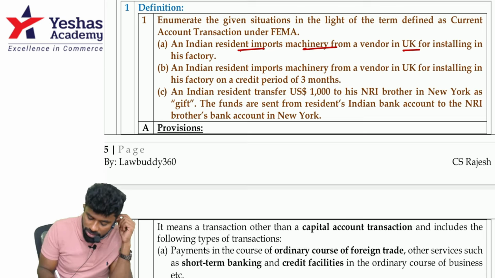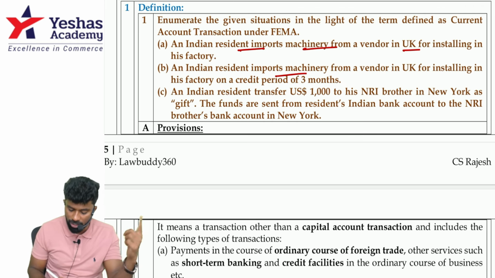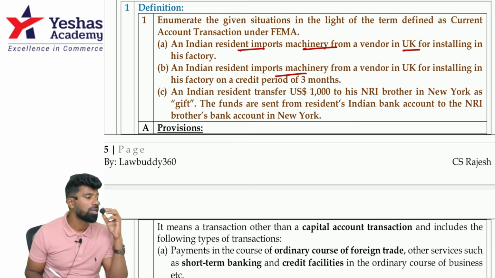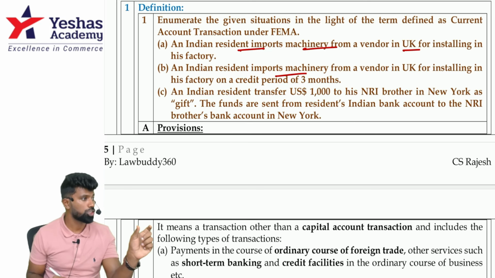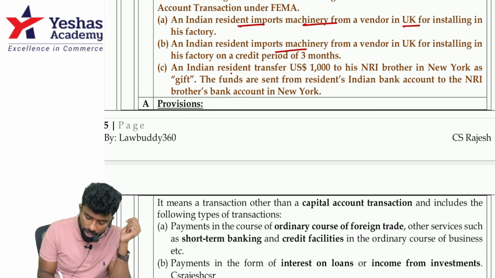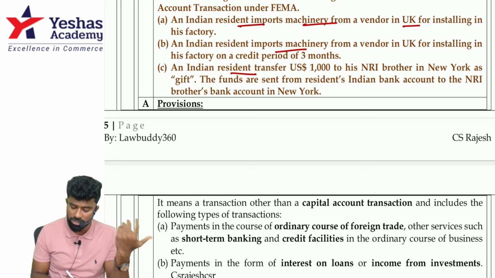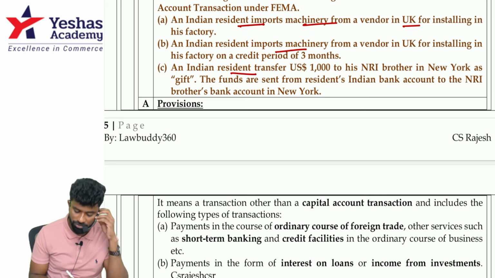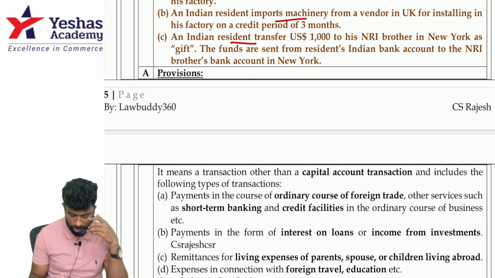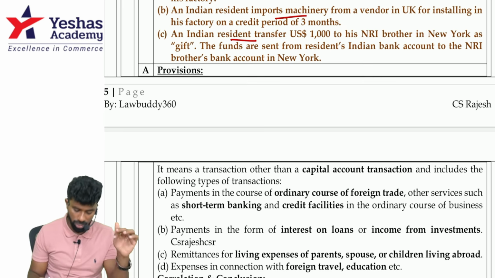Second one. An Indian resident imports machinery from a vendor in the UK for installing in his factory, with a credit of how many months? Current account or capital account? Current account. Short term credit. Next one. An Indian resident transfers US dollar 1,000 to his NRI brother in New York as a gift. Current account or capital account? Current account.